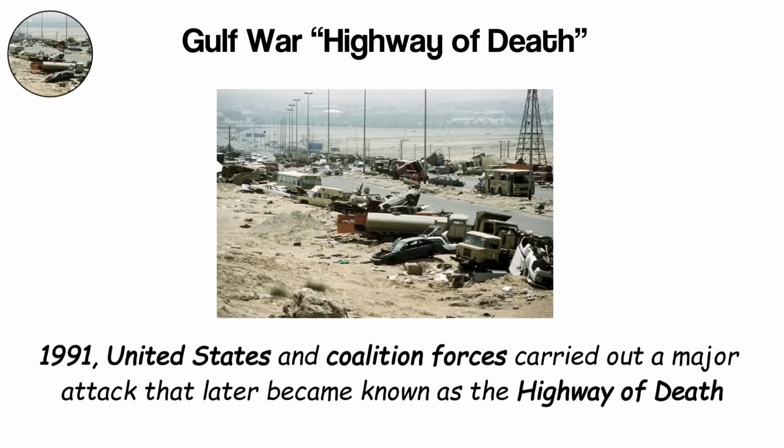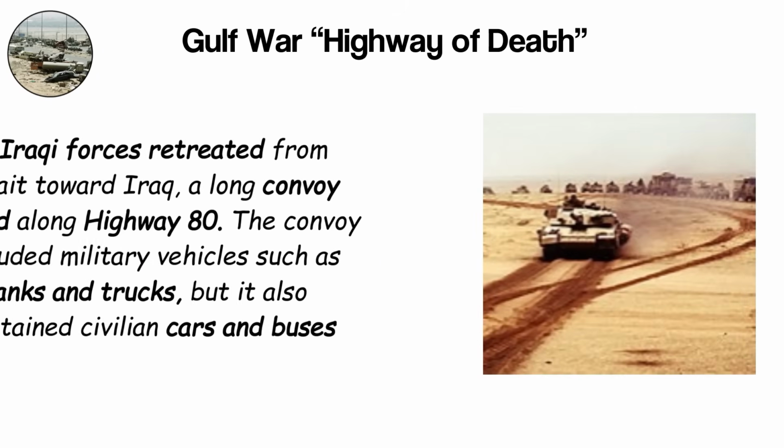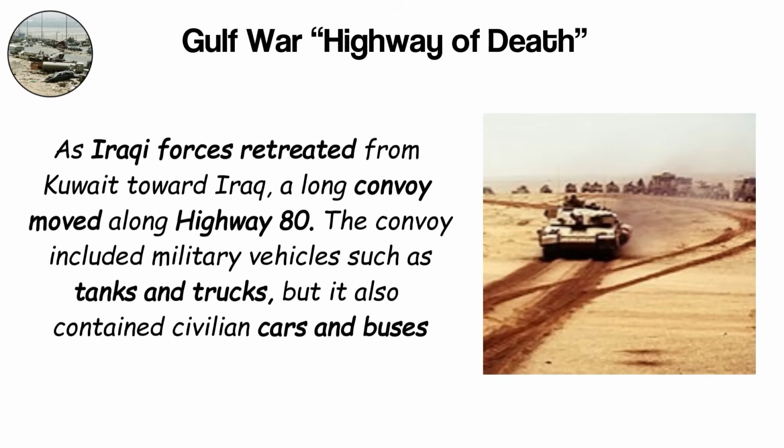In the final days of the Gulf War in February 1991, United States and coalition forces carried out a major attack that later became known as the Highway of Death. As Iraqi forces retreated from Kuwait toward Iraq, a long convoy moved along Highway 80.